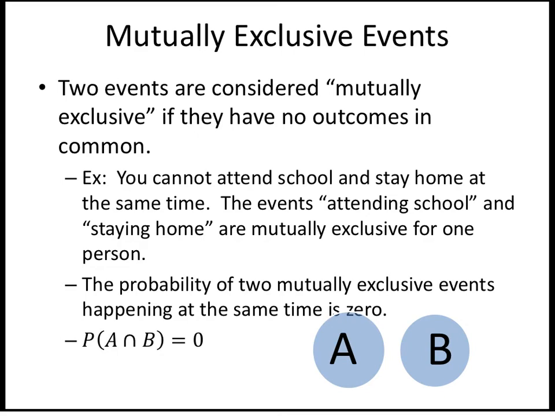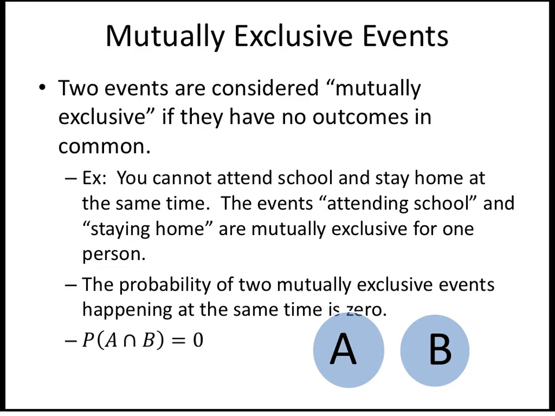Two events are considered mutually exclusive if they have no outcomes in common. Now, what this means is, an example is, you cannot attend school and stay home at the same time. You can't be in two places, right? So the events attending school and staying home are mutually exclusive for one person, right? You have to be somewhere. You can't be in two places at once. Okay, so that's an idea of what mutually exclusive means.